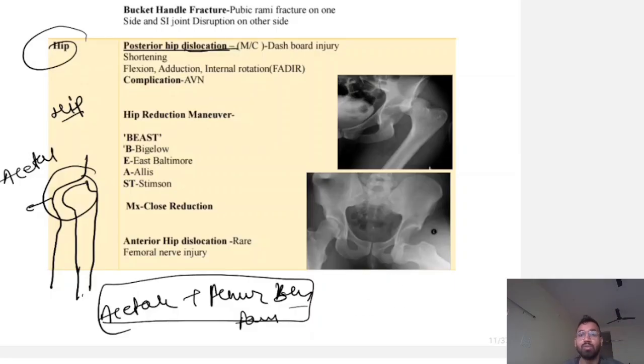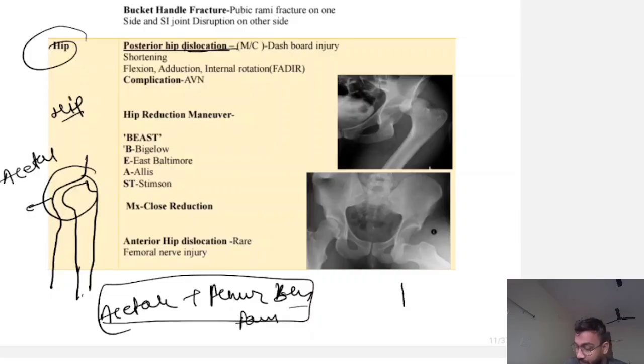Now let's assume that humerus head or that femur head goes out of the acetabulum, there is no fracture. I'm not talking about any fracture. If that femur head goes out of the acetabulum, it could be anterior or it could be posterior. Most commonly, femur head goes posterior. That is known as posterior hip dislocation.